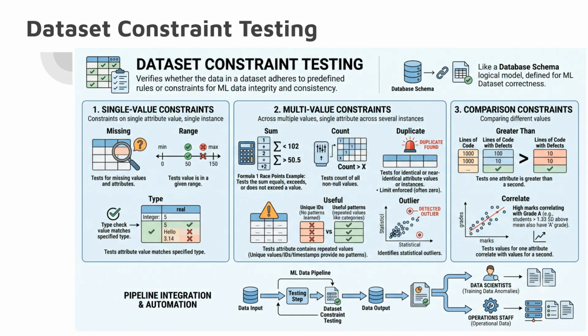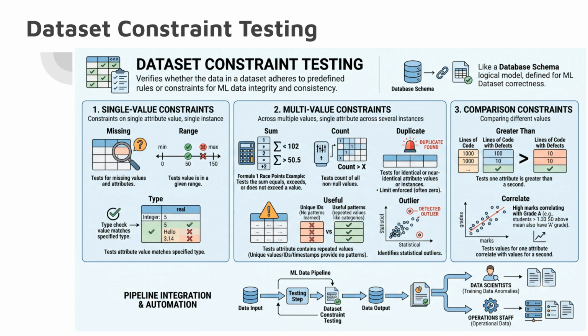Dataset constraint testing verifies whether the data in a dataset adheres to predefined rules or constraints. The goal is to confirm the integrity and consistency of the data used in ML. For instance, a test of the consistency of values in a dataset could be carried out. Constraints on data are typically found in database schemas. A database schema defines the structure, types, and relationships of the data. Similarly, for ML datasets, a set of constraints can be defined that act as a logical model of the data in the dataset, which should be satisfied if the data are correct.